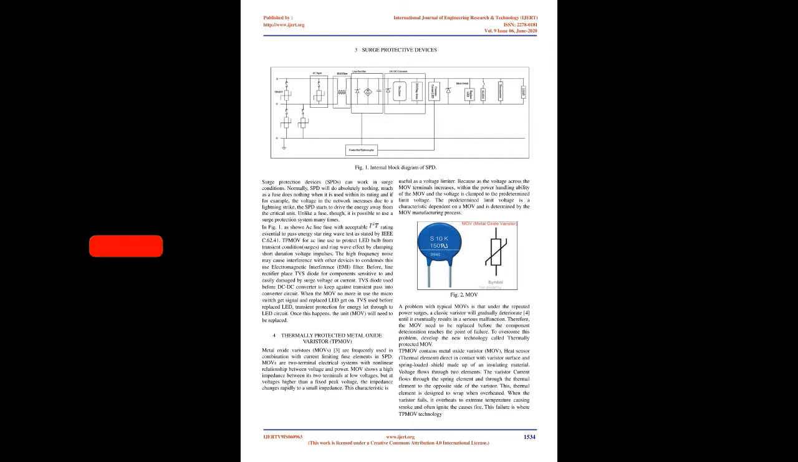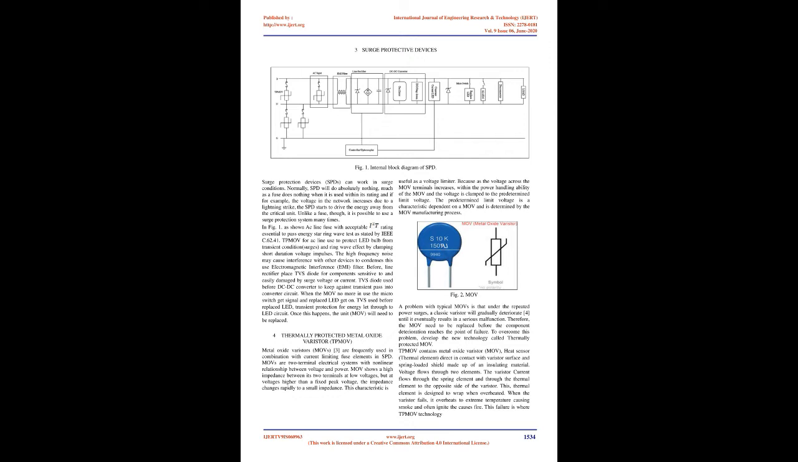Therefore, the MOV needs to be replaced before the component deterioration reaches the point of failure. To overcome this problem, a new technology called thermally protected MOV was developed. TEEP MOV contains a metal oxide varistor, MOV, a heat sensor thermal element in direct contact with the varistor surface, and a spring-loaded shield made up of an insulating material.